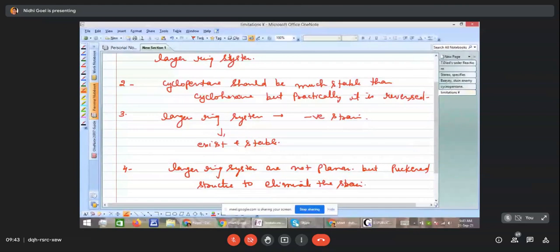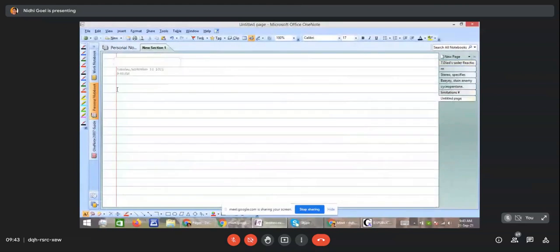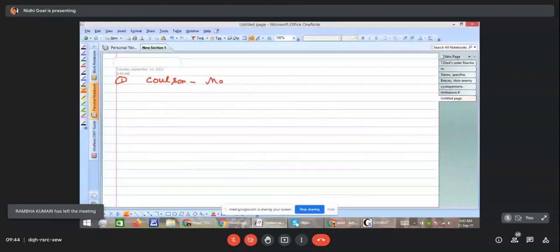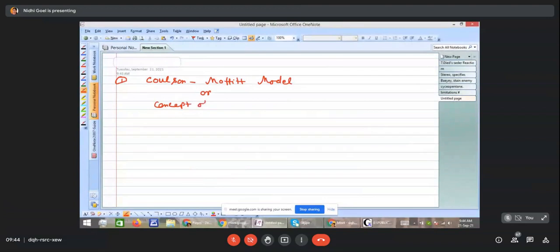So there are two theories that come after Baeyer's strain theory. First is the Pauling-Coulson model, or the Coulson-Moffitt model, also known as the concept of maximum overlap of carbon orbitals. This is known as the bent bond or the banana bond theory.